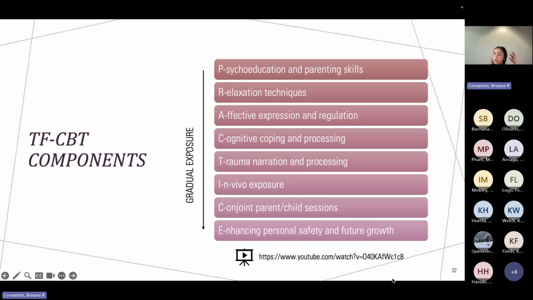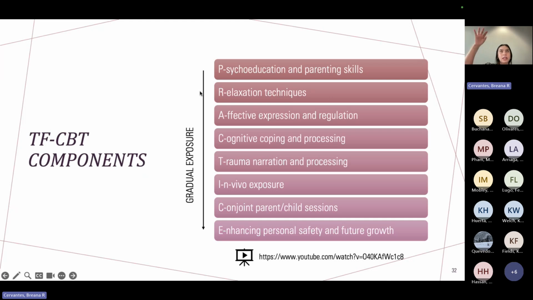Okay, so the idea with TFCBT, and they have this acronym called PRACTICE, and this PRACTICE acronym is just laying out what the session structure is of the intervention. So P starts with psychoeducation and parenting skills, then you learn relaxation techniques, then affective expression and regulation, then cognitive coping and processing, then the trauma narration and processing, then in vivo exposure, then we have a joint parent-child session, and then enhancing personal safety and future growth.